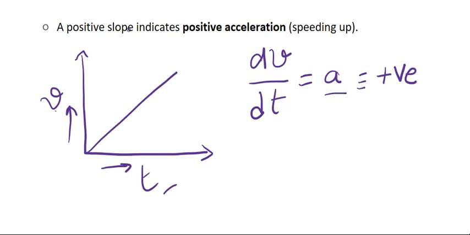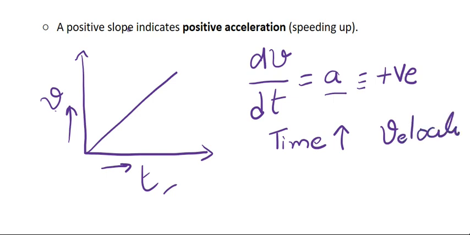Now what is the meaning of a positive value of acceleration? It means with the increase in time, the velocity of the object is also increasing, and that's why it is called positive acceleration.